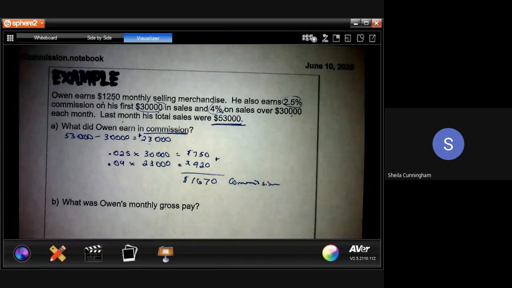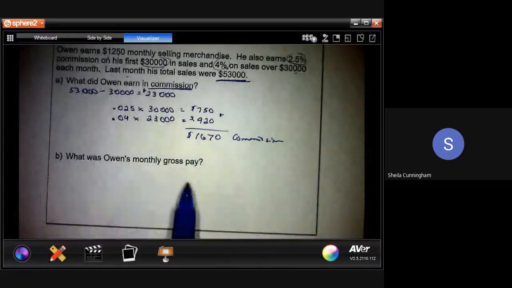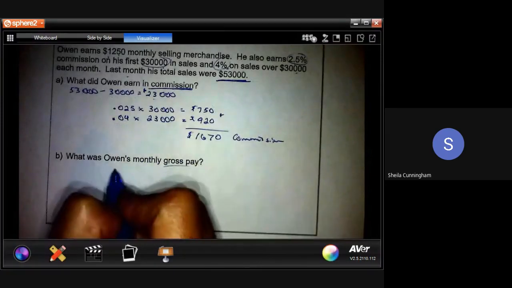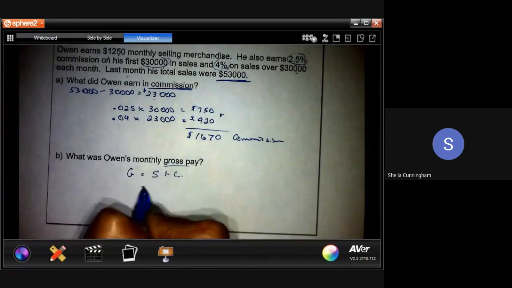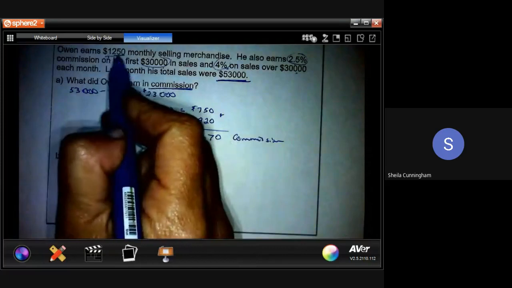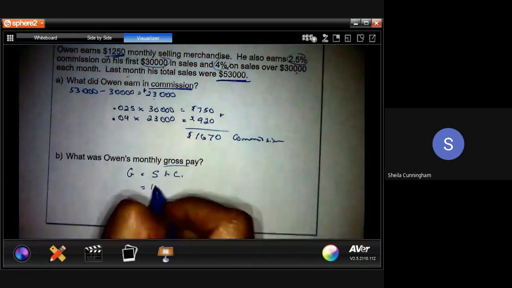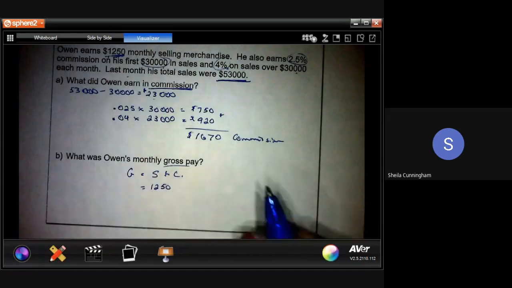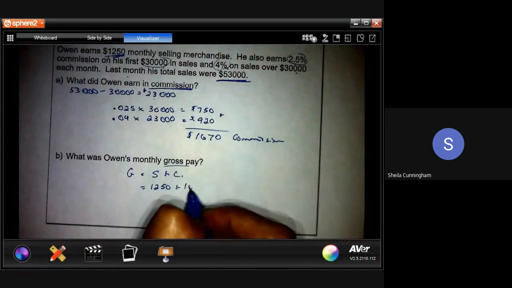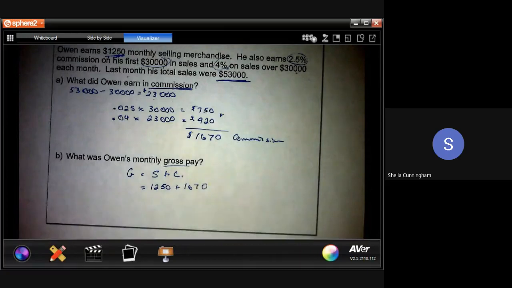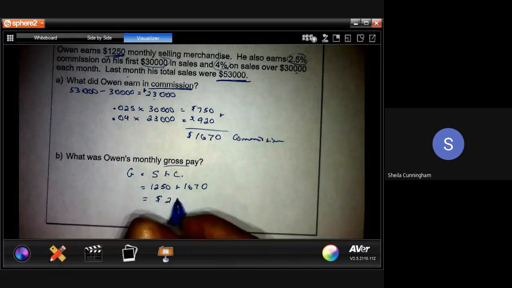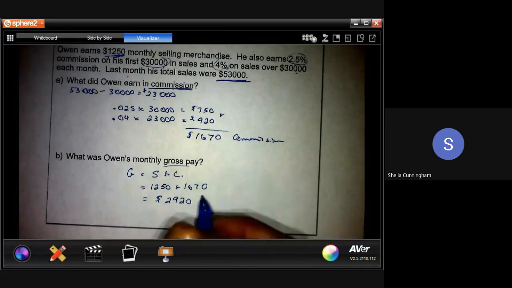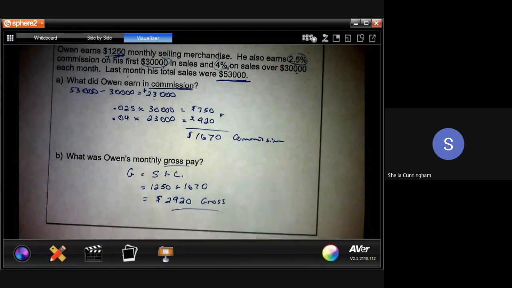Again, before deductions, right? So the second part says, what was Owen's monthly gross pay? Well, to find gross, you're just taking his salary plus his commission. So in this case, this is where the $1,250 comes in. The base salary of $1,250 plus his commission amount of $1,670, and we add those together, and his gross pay is $2,920. That's gross. That's before deductions.